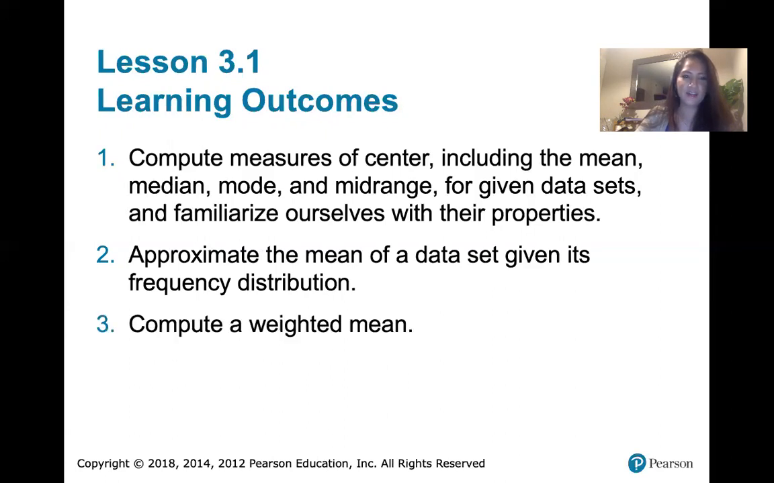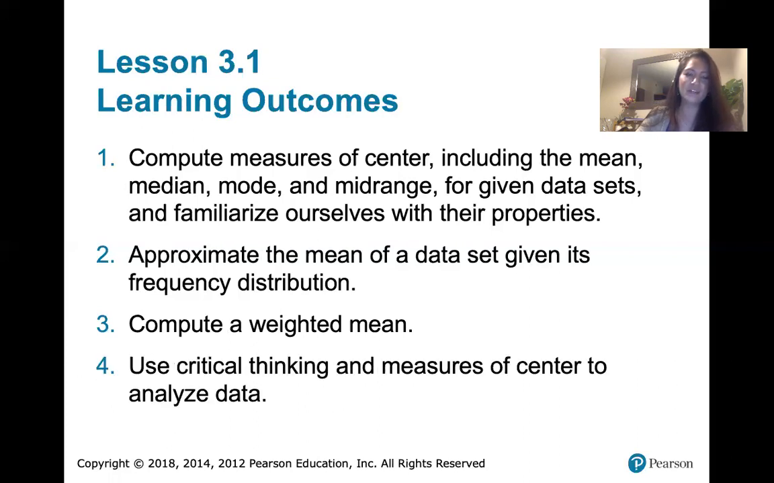In our third learning outcome, we'll learn how to compute a weighted mean. Sometimes this is called a weighted average. We're not going to use the word average in this class very often, but if you've ever calculated your GPA, you are calculating a weighted mean. So we'll look at an example where we calculate a weighted mean for a student's GPA during a certain semester.